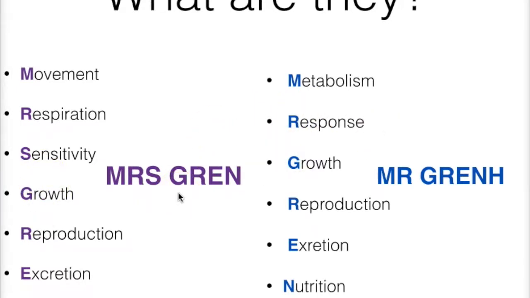Growth is, of course, the increase in size. Reproduction is, of course, producing offspring, either sexually or asexually. And excretion is getting rid of the waste products from metabolism, as we talked about in a previous video with the surface area to volume ratio, how the waste products go in and out and what effect it has in terms of the cell size. And then we have nutrition, of course, obtaining food to provide energy and the materials needed for growth.